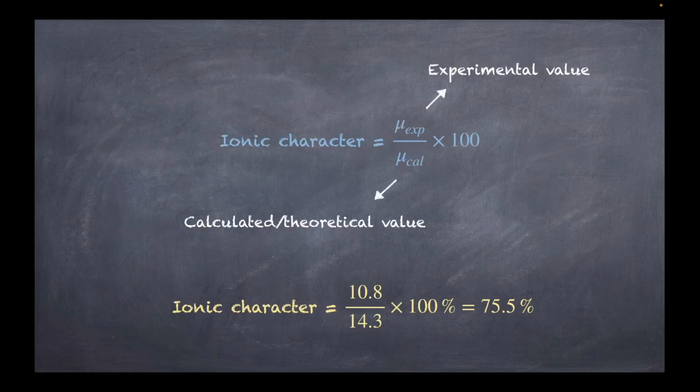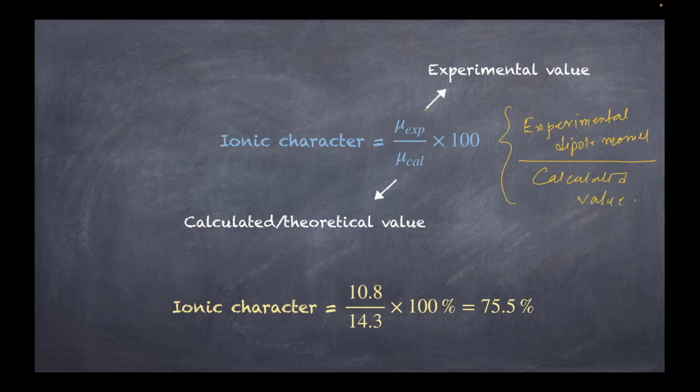Now the ionic character is basically the experimental value divided by the calculated value. The ionic character is the ratio of the experimental dipole moment, that means the true dipole moment, to the theoretical or calculated dipole moment. It is the ratio of these two quantities.